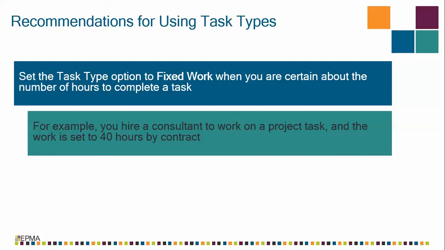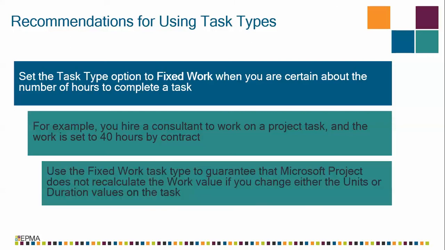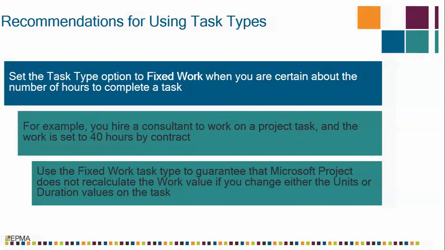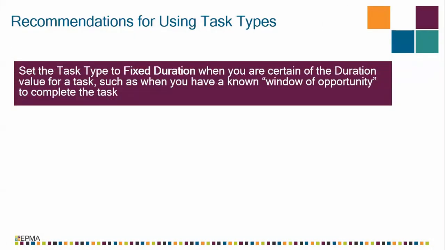They're not going to volunteer and do 48. They're not going to cut back and try to get by with only doing 32. You know that the work will be 40 hours on that task. So in this case, you use the fixed work task type to guarantee that Microsoft Project will never recalculate the work value if you change either the units or the duration values on the task. You want the work to be locked, so you use the fixed work task type so the work will not change.